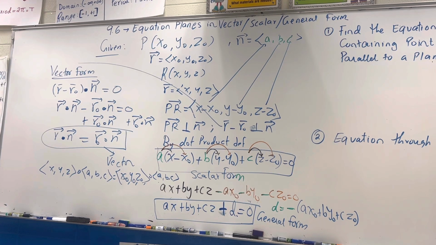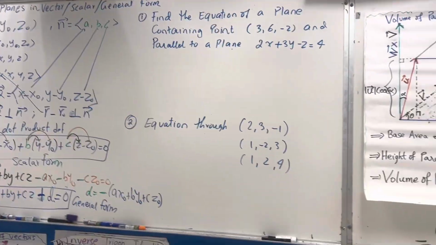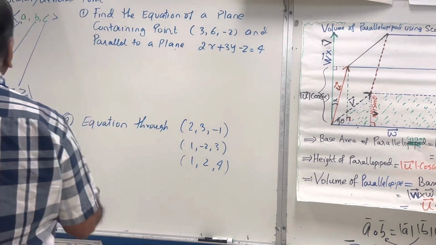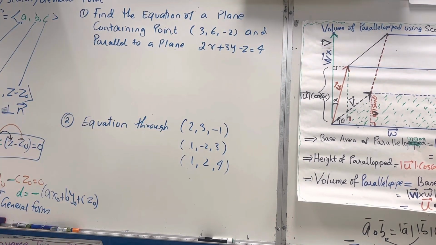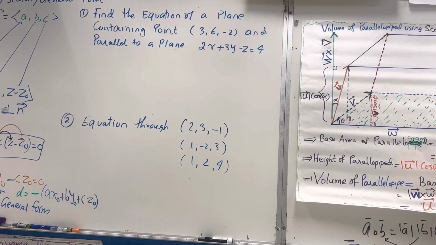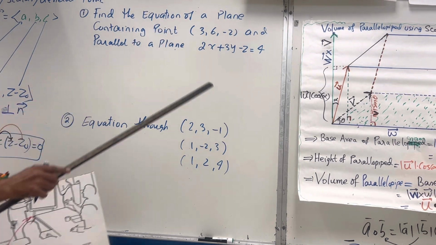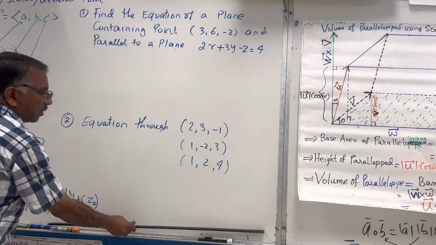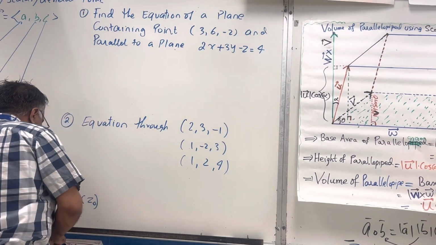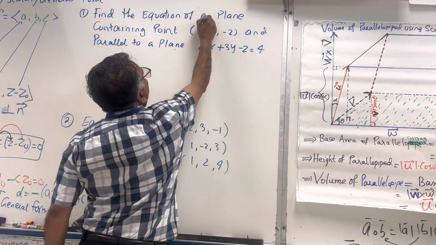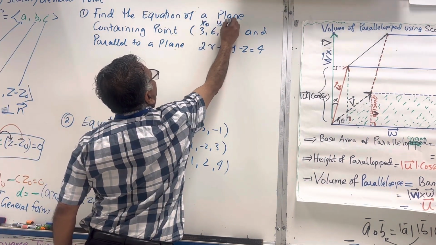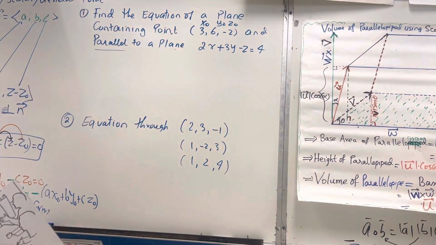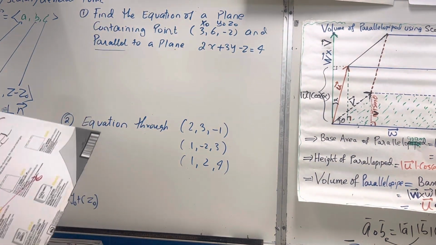So as one example before I show this, just one or two. A question is asked: find the equation of a plane. So let's say this is a plane and it has a point. The point is given to you. So this is x naught, y naught, and z naught, and it's parallel to another plane. So there's another plane. Let's imagine.